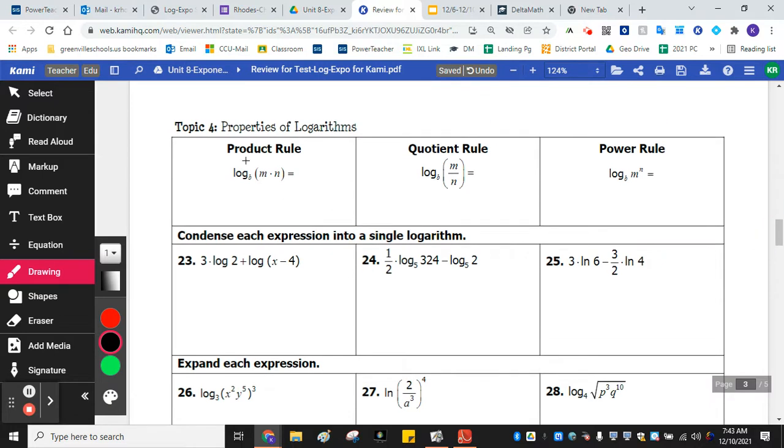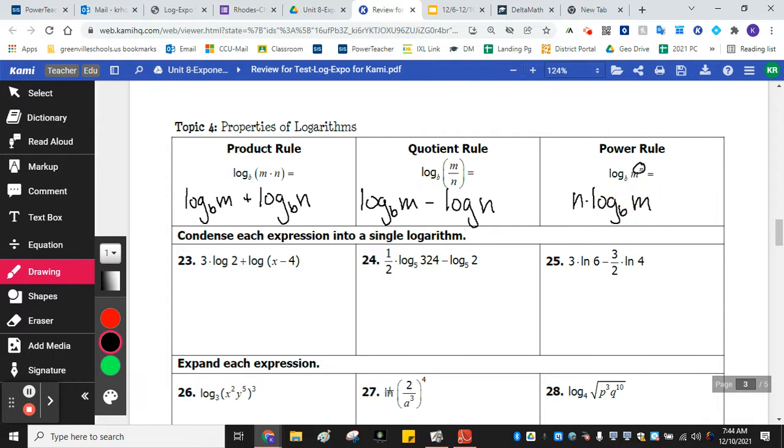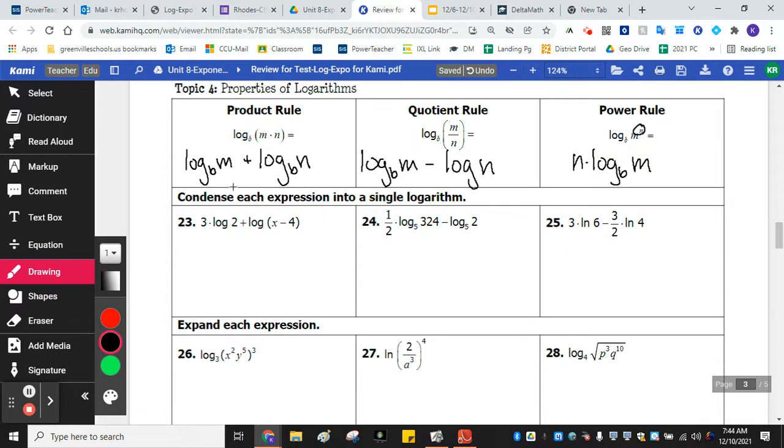Keep going. Product rule, remember when you're multiplying, it expands with addition. If you're dividing, it expands with subtraction. And if there's a power, the power gets multiplied to the front. Okay. So if we're condensing into one logarithm, we need to bring the 3 up to the 2. So log base 2 cubed. And 2 cubed is 8, 2, 4, 8. I'm going to go ahead and write 8. And then write it as a single log. So log base 8.